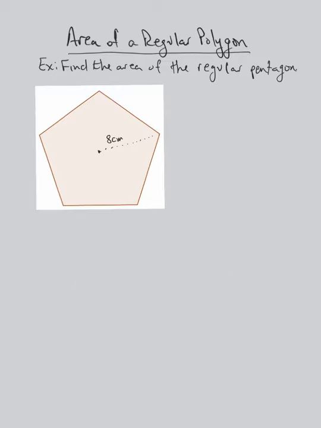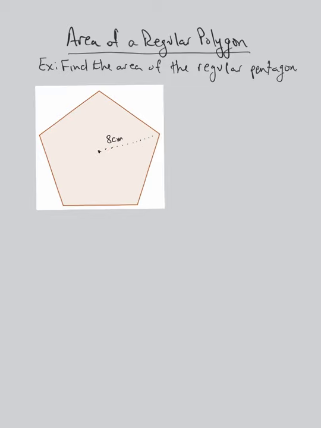All right, so let's look at how we could find the area of a regular polygon. If you remember in the last video, we talked about what regular polygons are. Regular means all sides and angles are equal. And this is the same pentagon that we looked at in the last video. We have a regular pentagon, and the distance from the center out to a vertex is 8 centimeters.